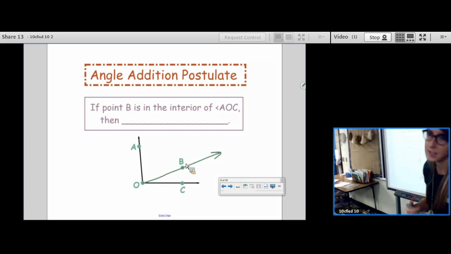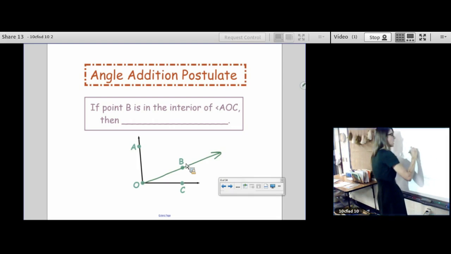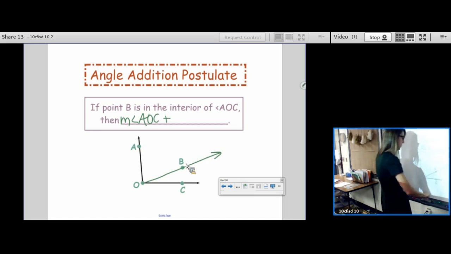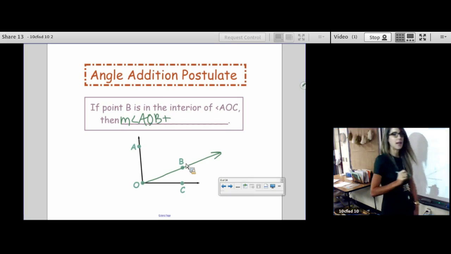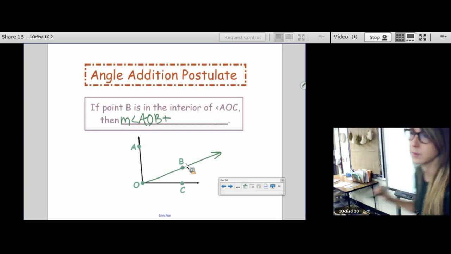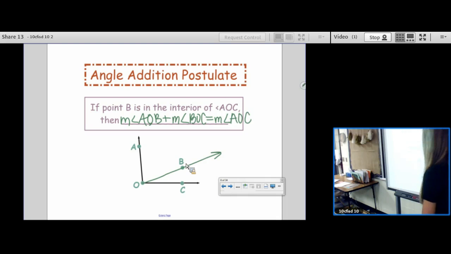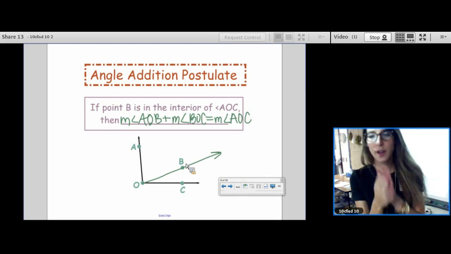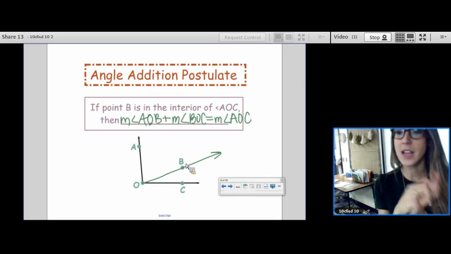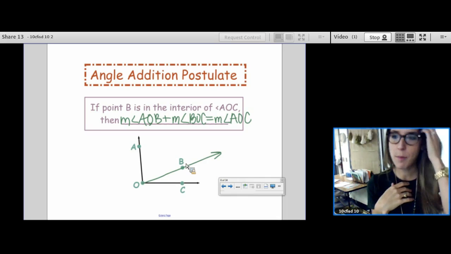Now we're going to write a statement. This, we can conclude the measure of angle AOC, the measure of angle AOB plus, what do you want to say next? You got it. The measure of angle BOC equals the measure of angle AOC. Literally translated to part plus part equals whole. And that's what the angle addition postulate said.